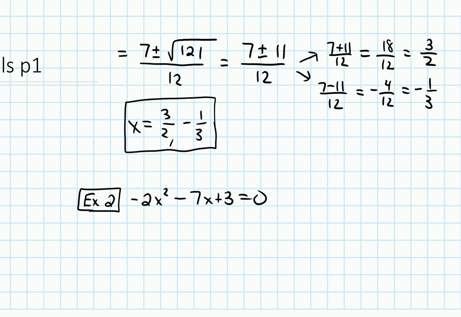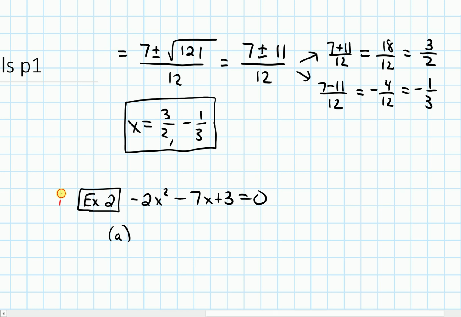Okay, so let's look at another example. So example 2, I'm just changing what a is slightly. A is a negative number here, negative 2. We got negative 2x squared minus 7x plus 3 equals 0. Okay, so part A, let's try this by factoring.